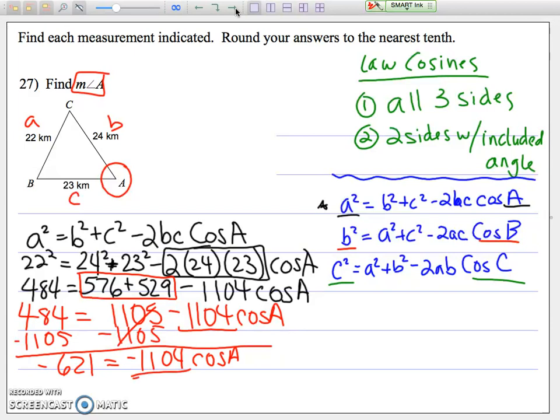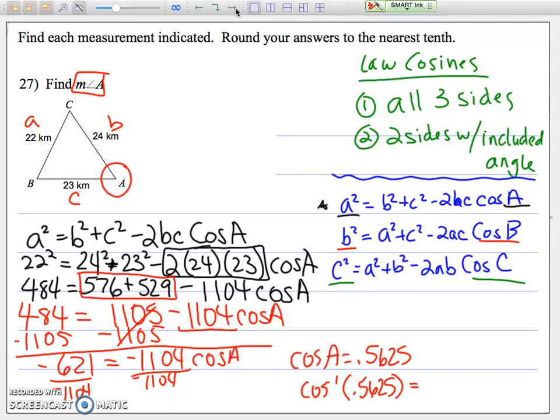Now you're going to divide this by negative 1,104. So 621 divided by 1,104 is 0.5625. So we've got the cosine of A equals 0.5625. So the last step is to take cosine to the negative 1 of 0.5625. And you end up with 55.8, which is approximately 56 degrees. Dang! That's a lot of work. Let's do another one.